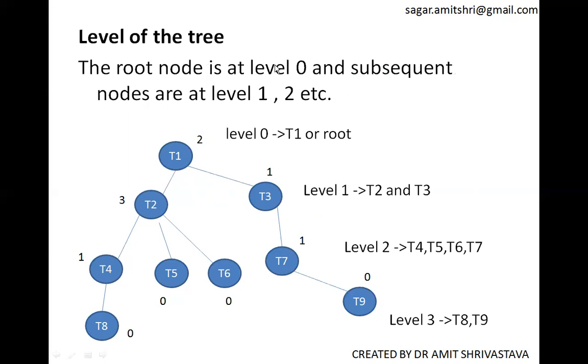Now level of a tree. So the root node is at level 0 and subsequent nodes will be at level 1, 2, 3, etc. So here our T1 is our root node, which is at level 0. Then T2 and T3 are subtrees of T1. So these will be at level 1. Then again T2 has got T4, T5, T6 connected and T3 has got T7 connected. So T4, T5, T6 and T7 will be at level 2 and T8 and T9 will be at level 3.